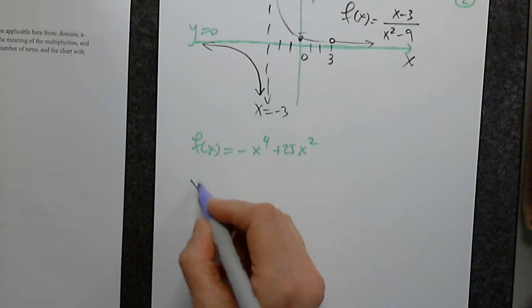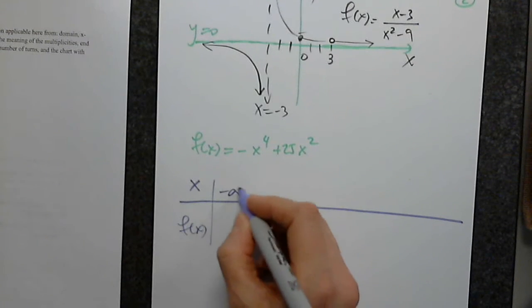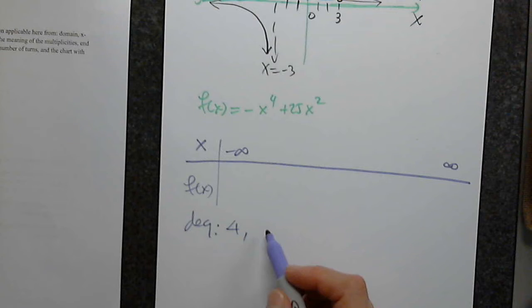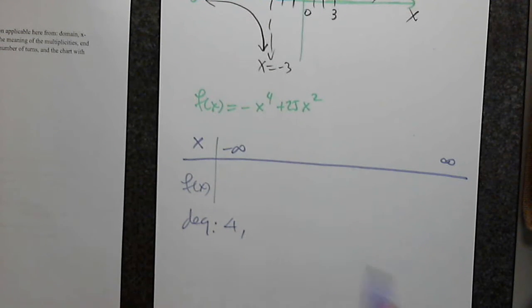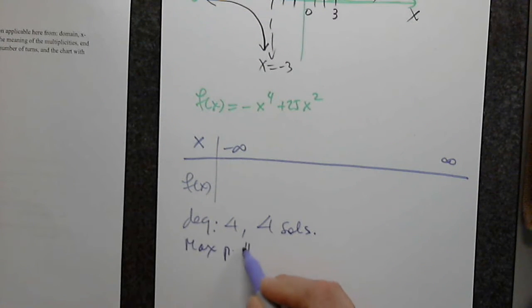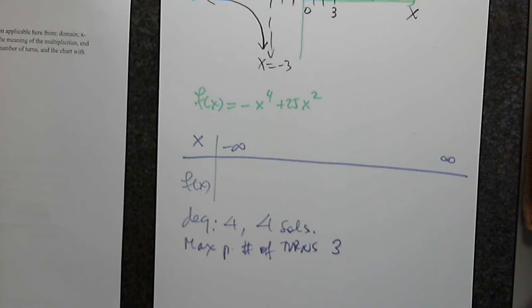Right? So what is the domain of this function? Because it's a polynomial function. Perfect. Okay, so let's write degree. 4. How many x-intercepts or zeros will I have to find? Or solutions? Yes, 4 solutions. Perfect. Max possible number of turns. Exactly, the degree minus 1. Awesome. Great job.